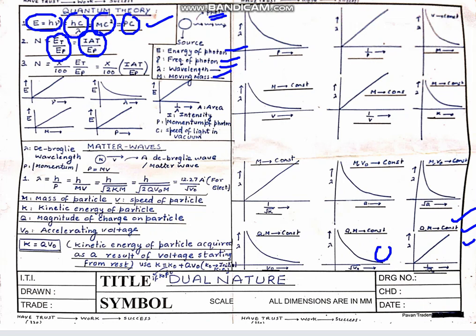Now let's see the graphs. The first graph is E versus nu, a straight line; E versus lambda, a rectangular hyperbola; E versus 1 by lambda, again a straight line; E versus n, a straight line; E versus B, a straight line. So that is a simple concept based on that.